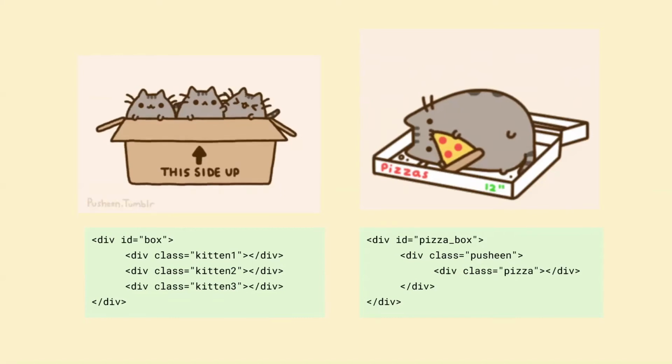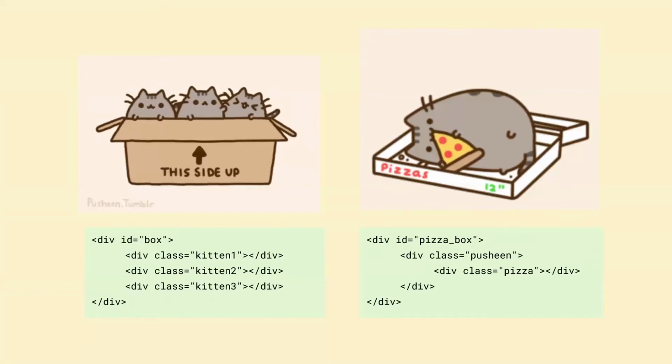In this first picture, we see a box filled with 3 tiny Pusheens. I'm going to describe the picture using divs by making one big div and 3 little divs. I call the big div box because it's a box. And I called our kittens kitten 1, kitten 2, and kitten 3 because they're kittens. We'll be using these names in our CSS and JavaScript files, so we want to give our divs names that are memorable and describe what's inside them.